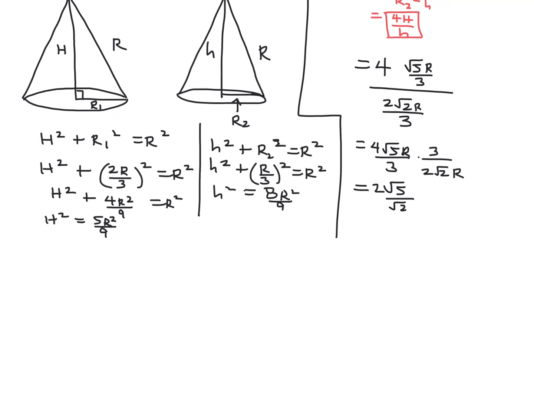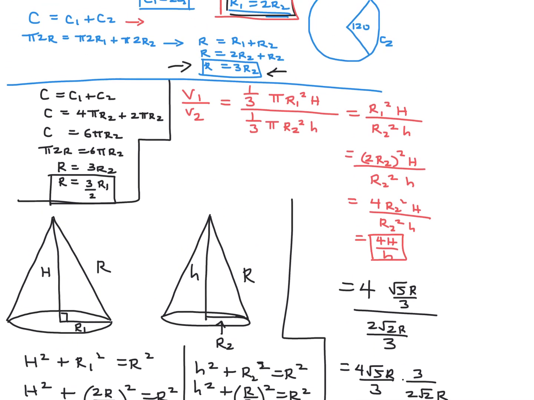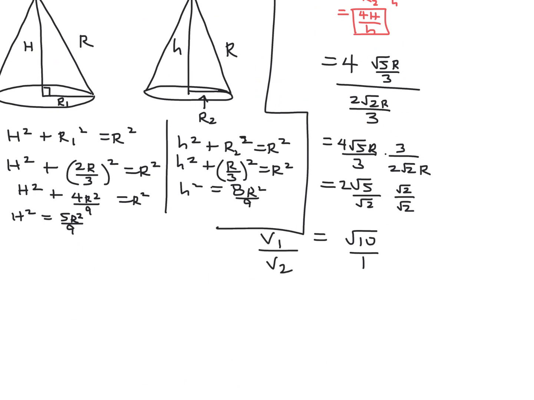Okay, and if I rationalize the denominator, I'm going to get root 10. Okay, and then, oh, this was the ratio. This is the ratio of the two volumes. So I guess it's root 10 to 1. Yeah, I believe that is the solution.